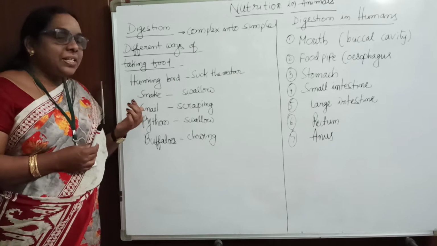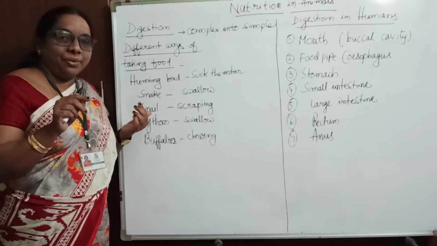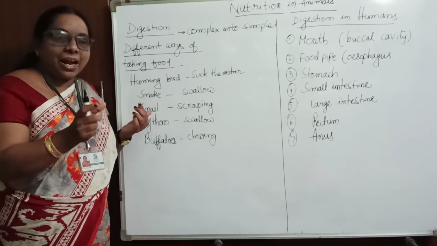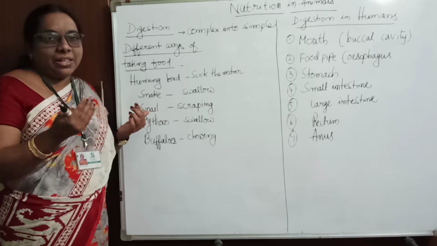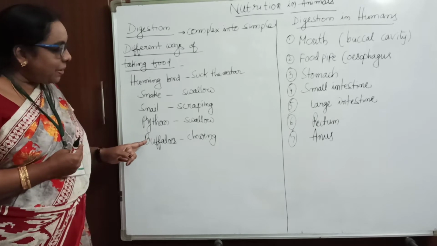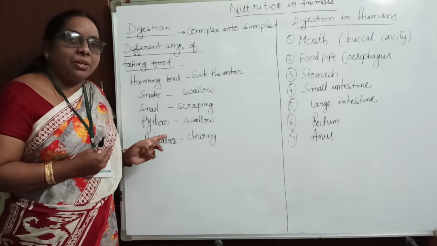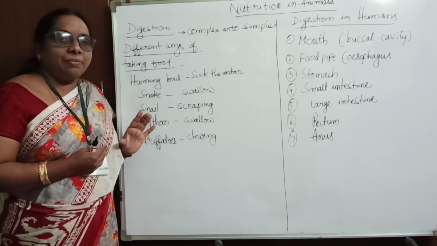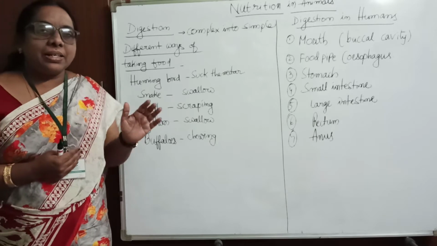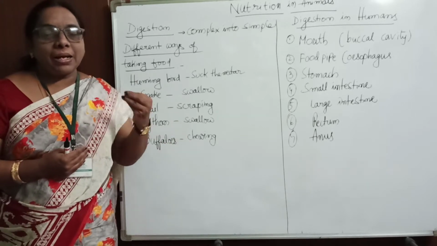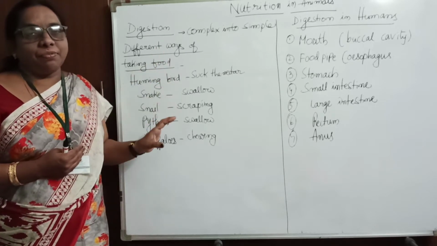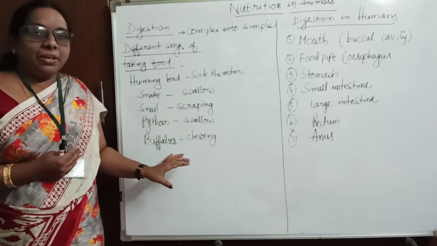The snail scrapes its food. The snail has a long tongue-like structure called the radula, which comes out, and with its help scraping of the food takes place. Next, buffaloes: whenever they see food, they immediately take it. When they get leisure time, they sit and bring the food back and chew it. So these are the different ways of feeding mechanisms in living organisms.